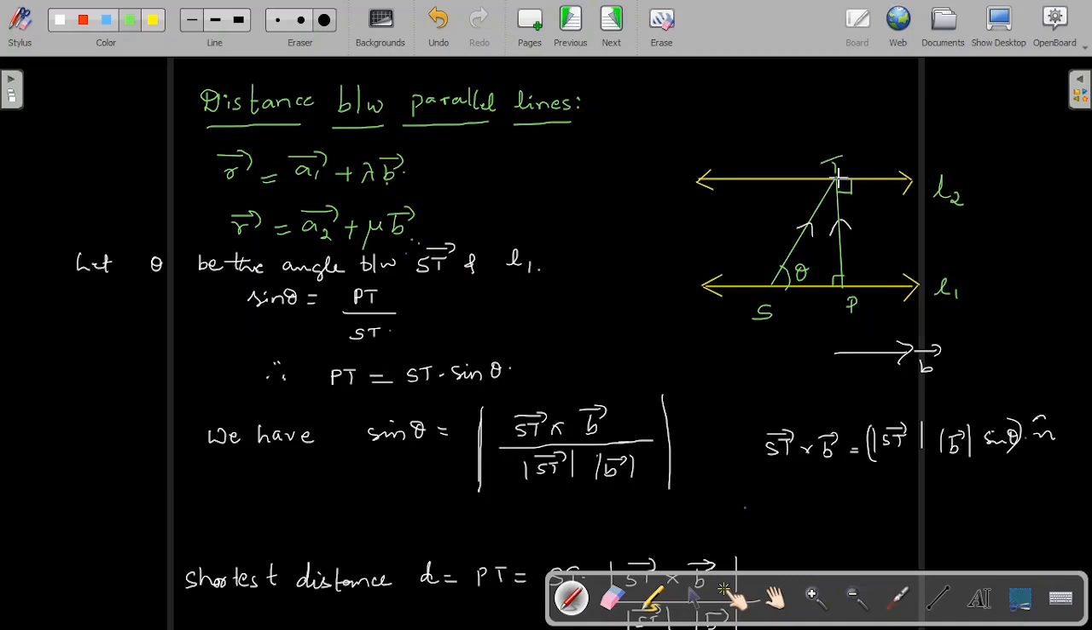Now I have dropped a perpendicular from L2 to L1. So I'll get a PT vector. T is the point from where I have dropped the perpendicular, and P is the foot of the perpendicular here. Take any point S on the first line and the same point T on the line L2. Now the position vector of point S is A1 vector and the position vector of point T is A2 vector.